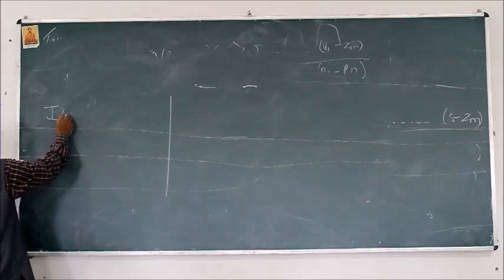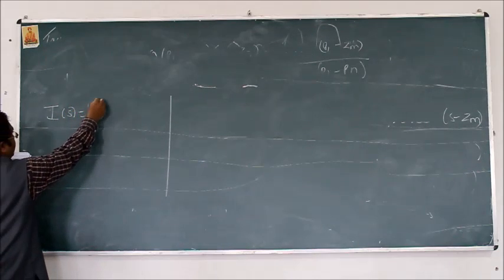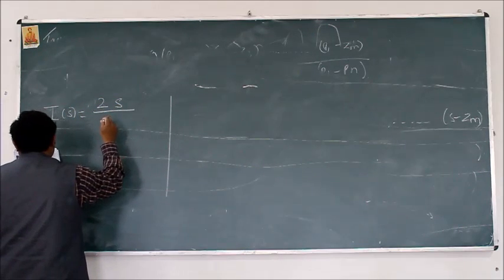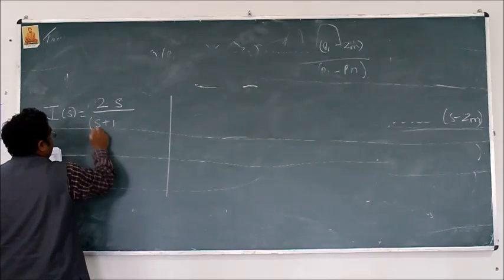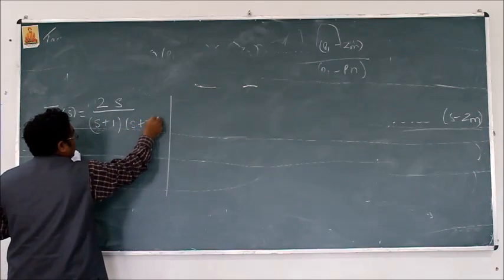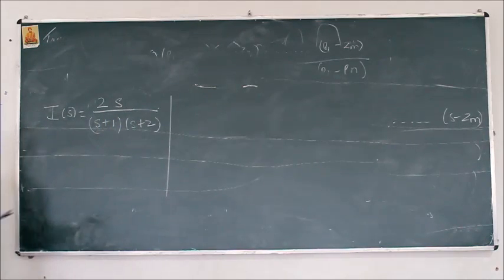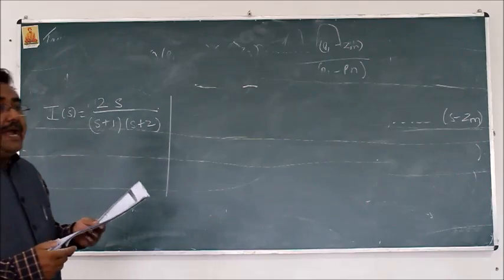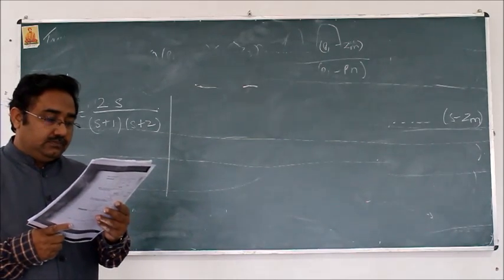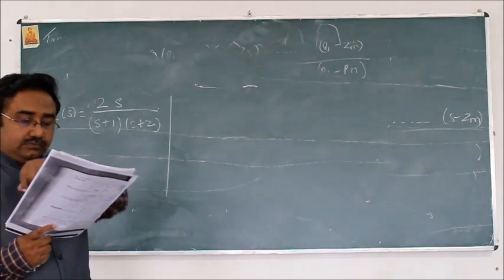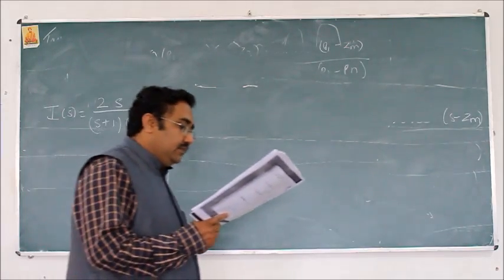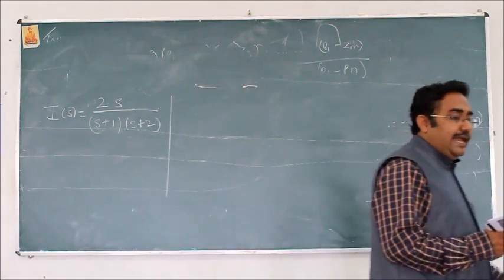Current I(s) is given as 2s upon (s plus 1) into (s plus 2). Okay? Determine i(t) using pole zero diagram.